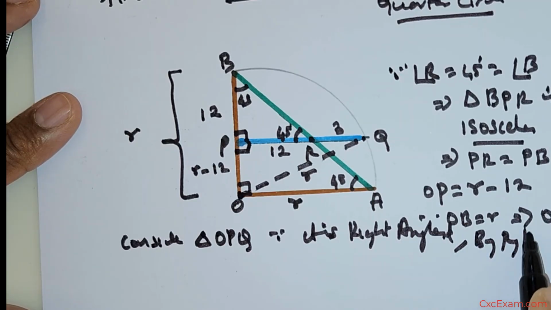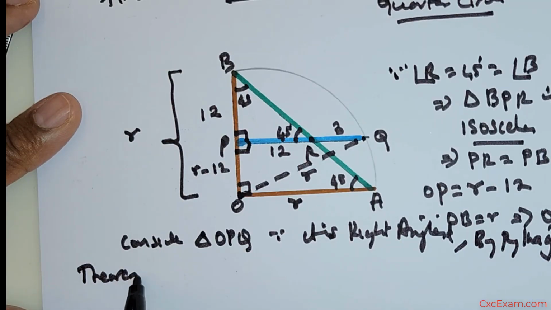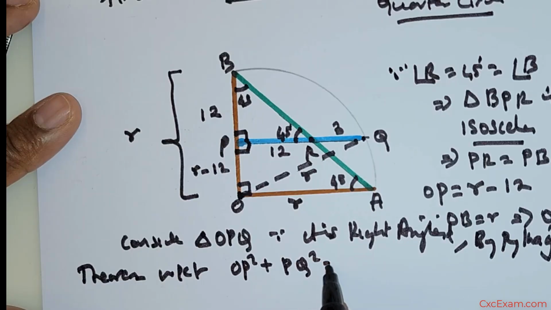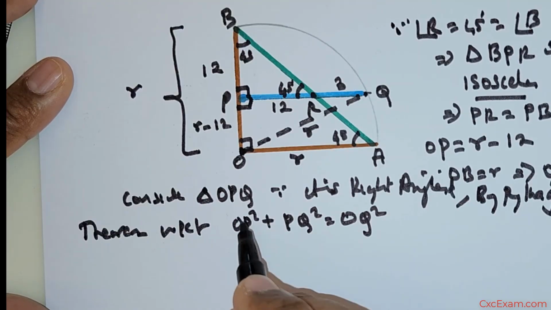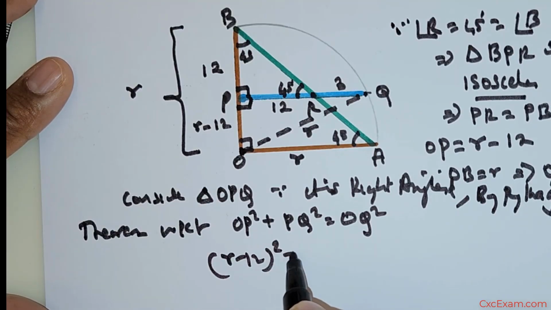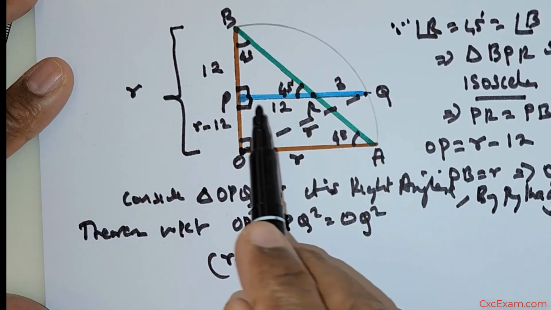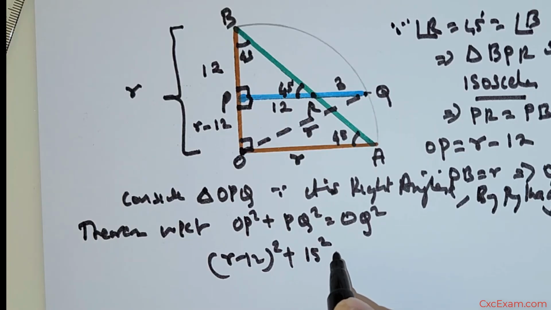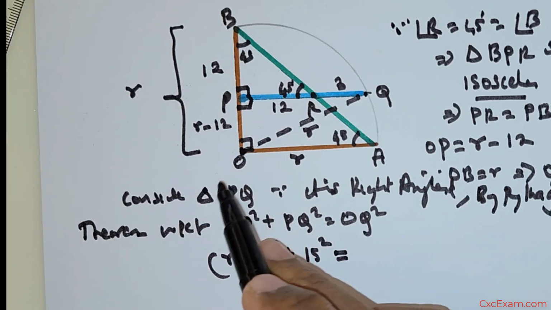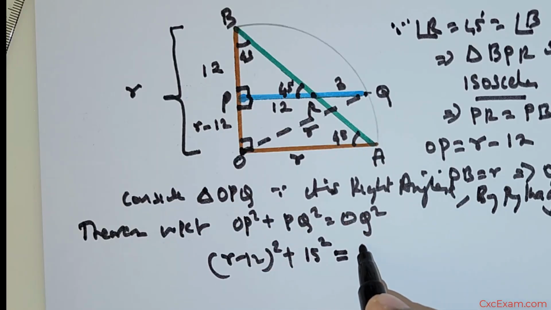By Pythagoras theorem, we know that OP squared plus PQ squared is equal to OQ squared. Now OP squared is (R negative 12) the whole squared. PQ is this length. This is 12 units, this is 3 units. So that's going to be 15 units. So 15 squared is equal to OQ squared. OQ is what? OQ is R. So it's going to be R squared.